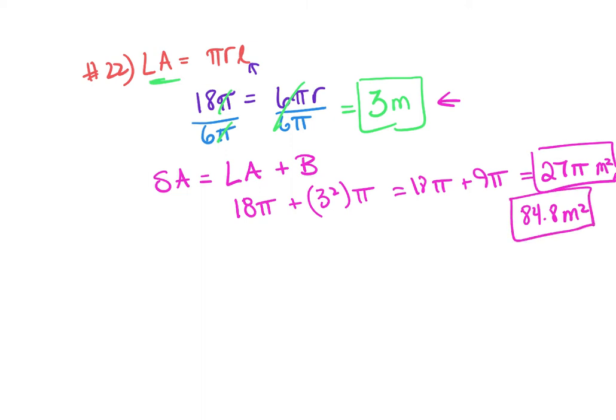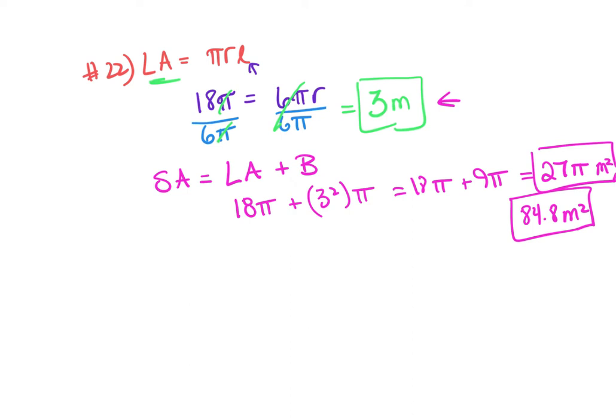If your instructions say exact, it means leave it with a pi. If it says round, it means plug it into your calculator with pi and round. All right, so exact means leave it with a pi. Round means plug it in. All right, last one, and then we're going to move on to volume.